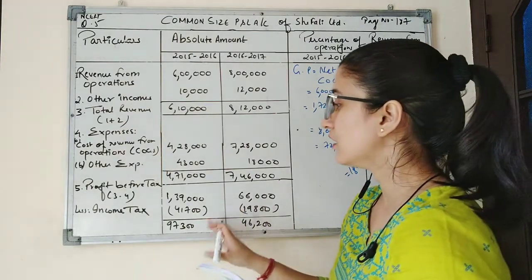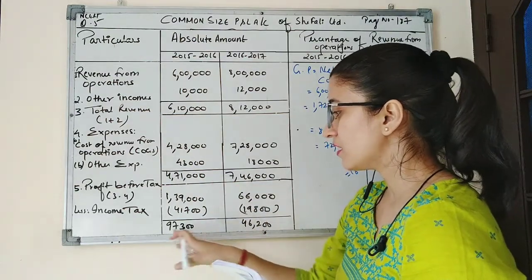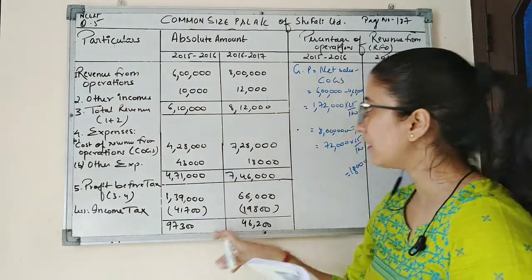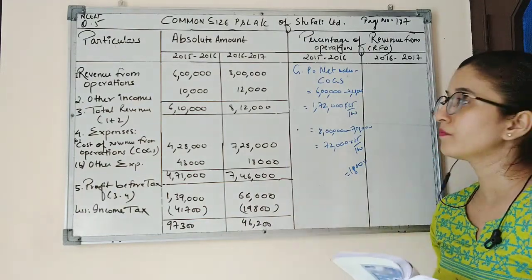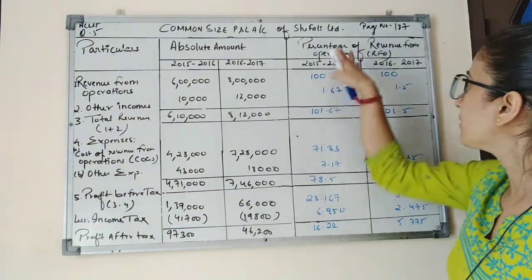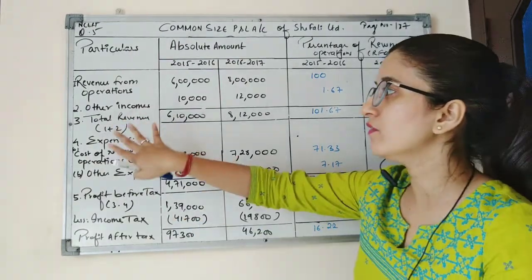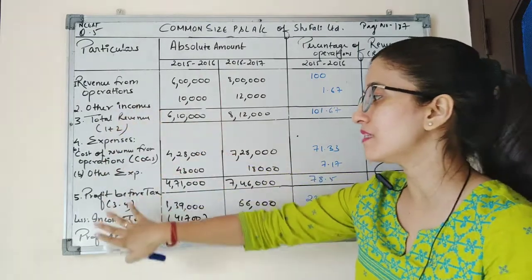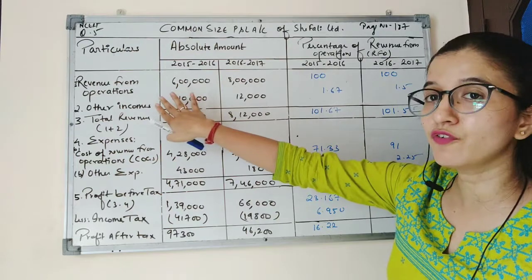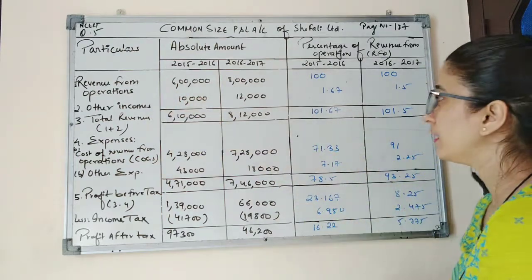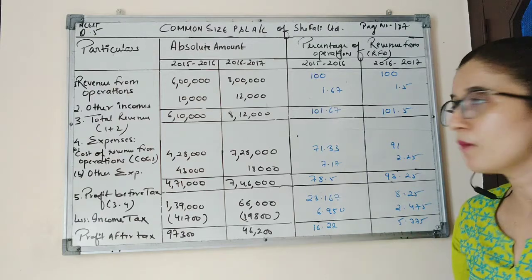Now by deducting income tax from profit before tax, we will get the amount of previous year as 97,300 and amount of current year as 46,200. Now to calculate the percentage of revenue from operations, we will have to divide whatever amount we have as income, expenses or profit by revenue from operations into 100, and in this way we can calculate the percentage of revenue from operations.